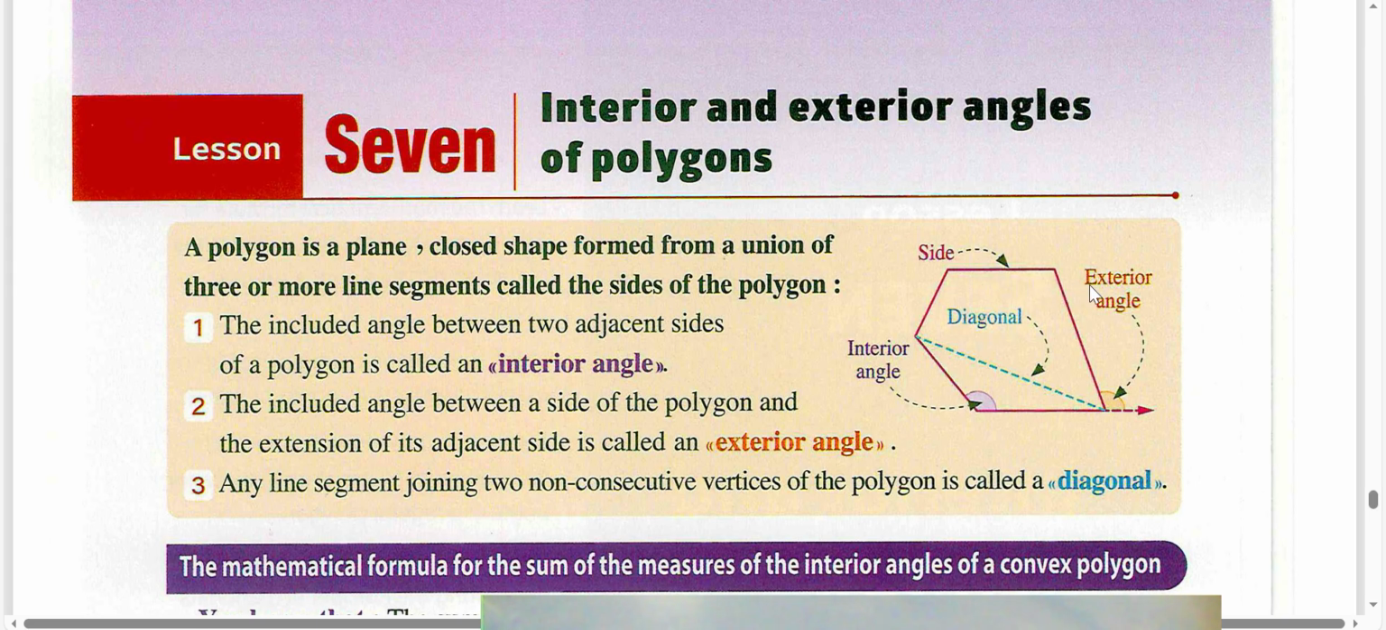The included angle between two adjacent sides we call an interior angle. The included angle between a side of the polygon and an extended side we call an exterior angle. Any line segment joining non-consecutive vertices we call a diagonal of the polygon. Then we have a diagonal like this. A diagonal is a line segment joining two non-consecutive vertices.